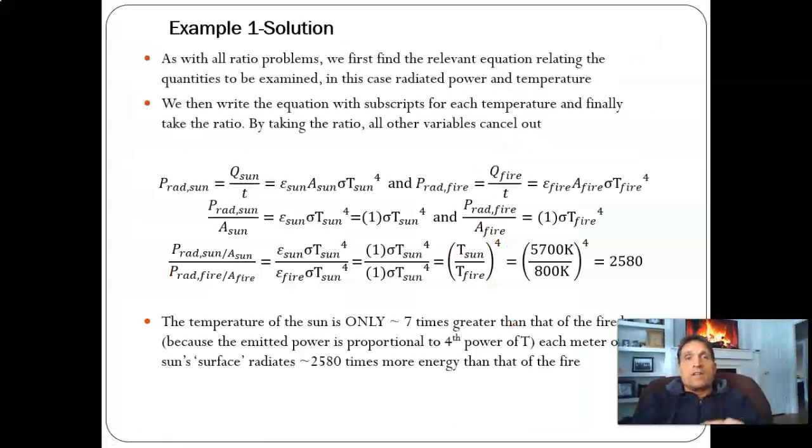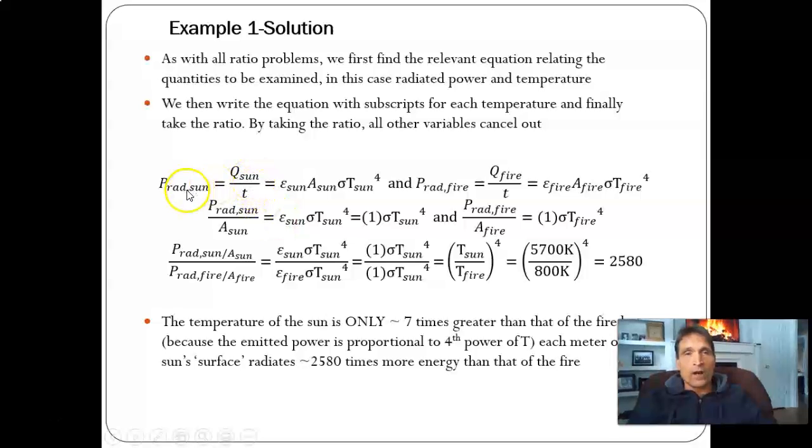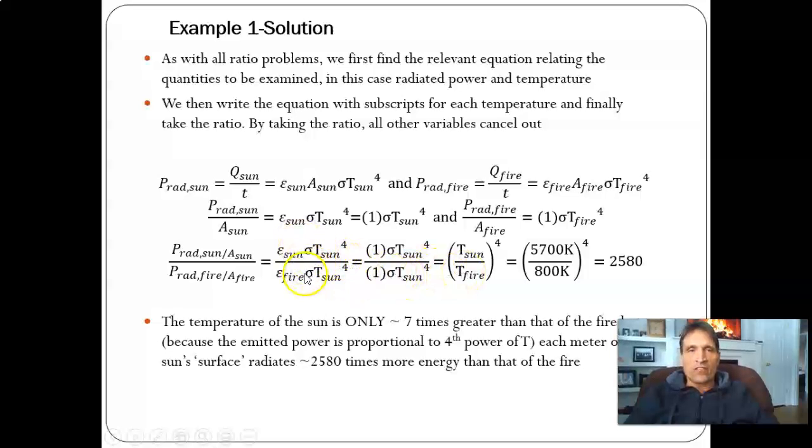Okay. So we're back. We can divide. We use the Planck equation, and we write down the equation for the sun. Power radiated is the heat per time, energy per time. We can divide by the area since we're trying to calculate power per area. And we can do the same for the fire. And remember, as with all ratio problems, we write down the equation for the sun divided by the equation for the fire. This should be T-fire, I'm sorry, typo. It's corrected here.